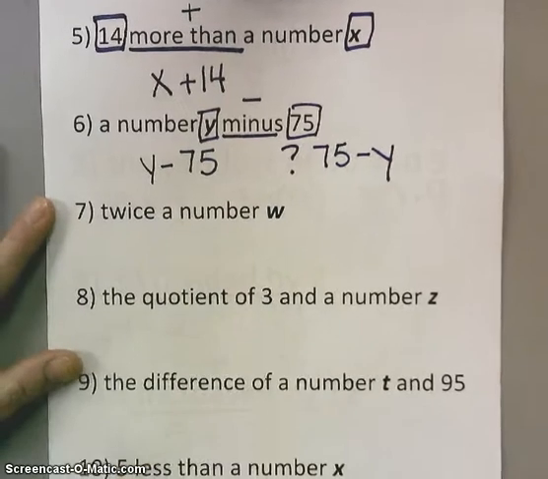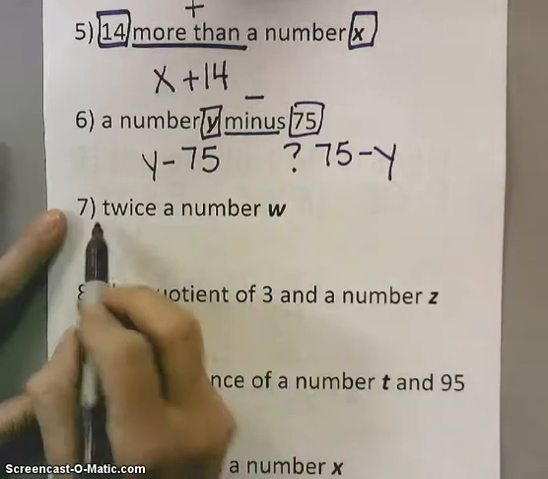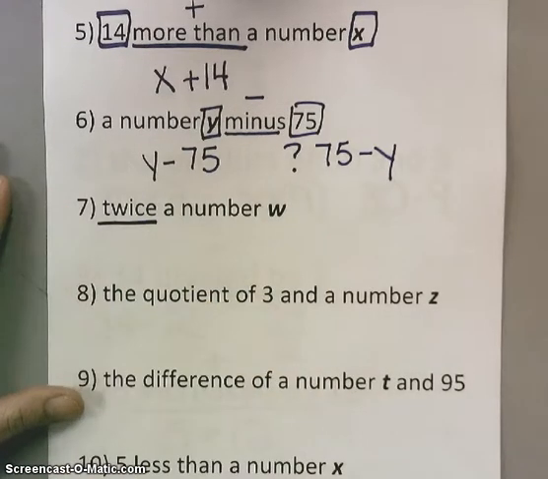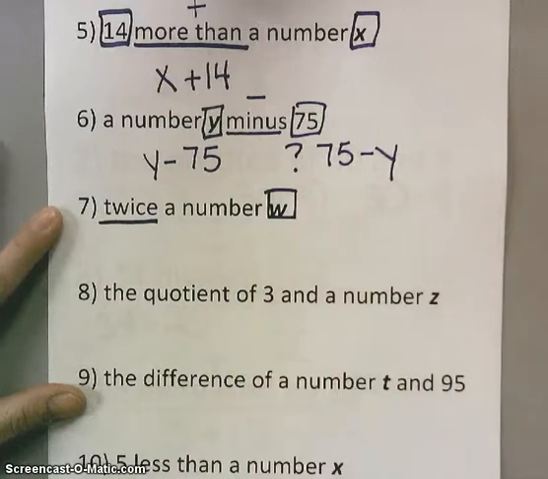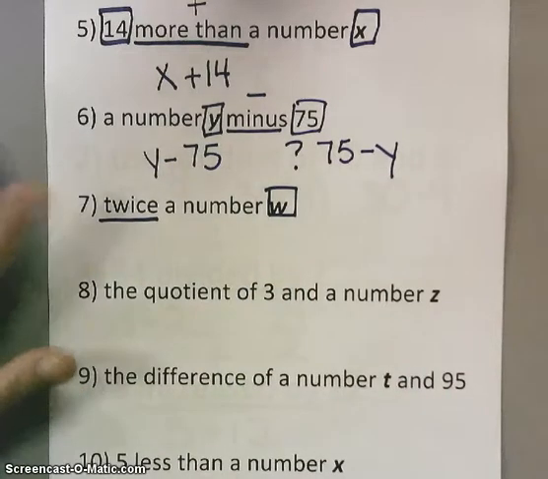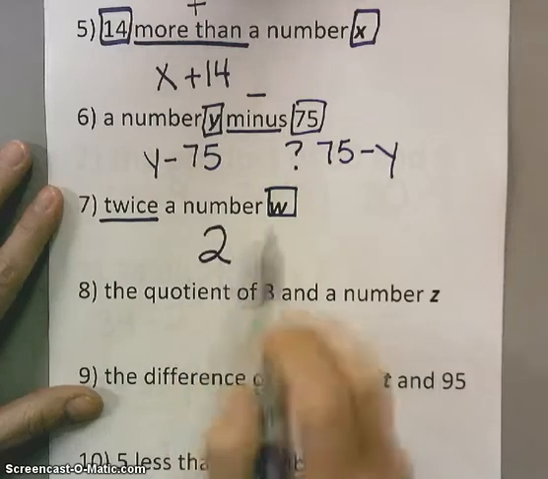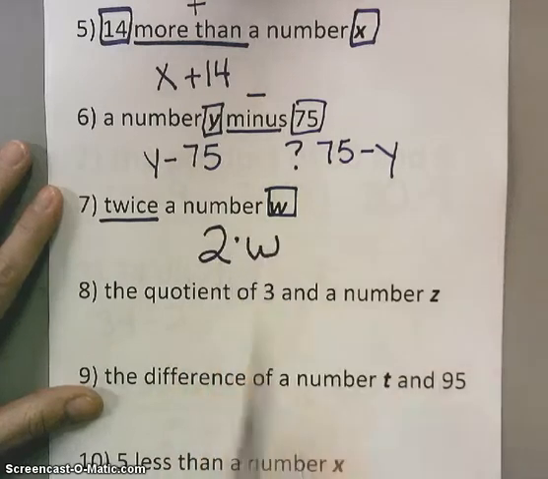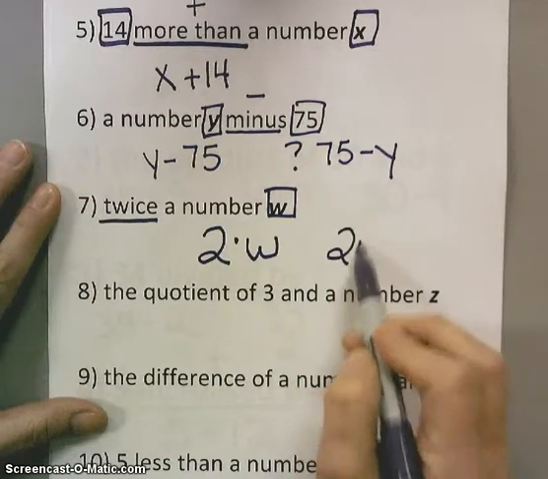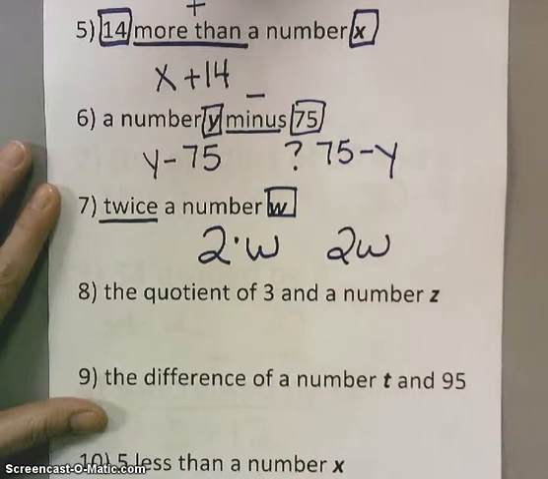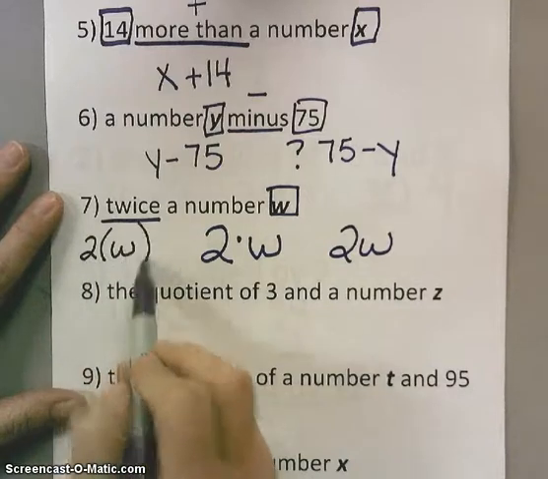Number 7, twice a number w. Well, we saw in our box that twice means to multiply. So I only have one additional term that we're talking about here. So twice a number w, which means 2 times w. The other way we can write it that we learned today is just 2w. And then, once again, we could also have our parentheses in, and there it means 2 times w.